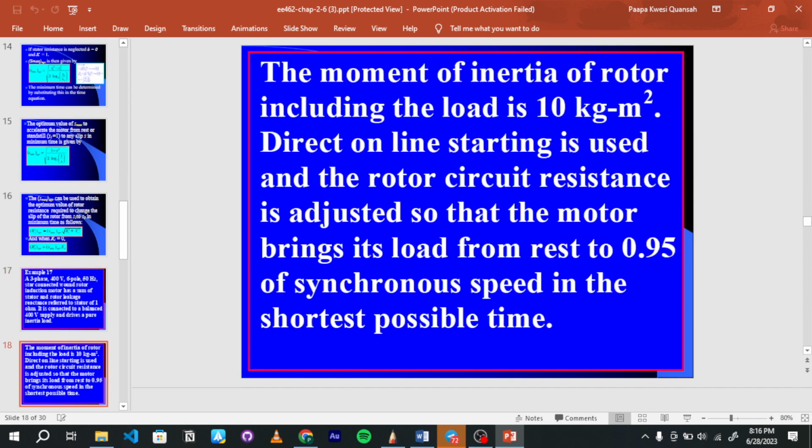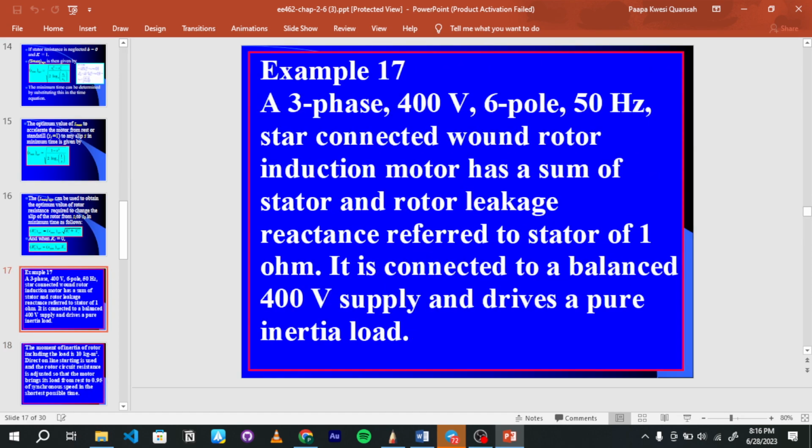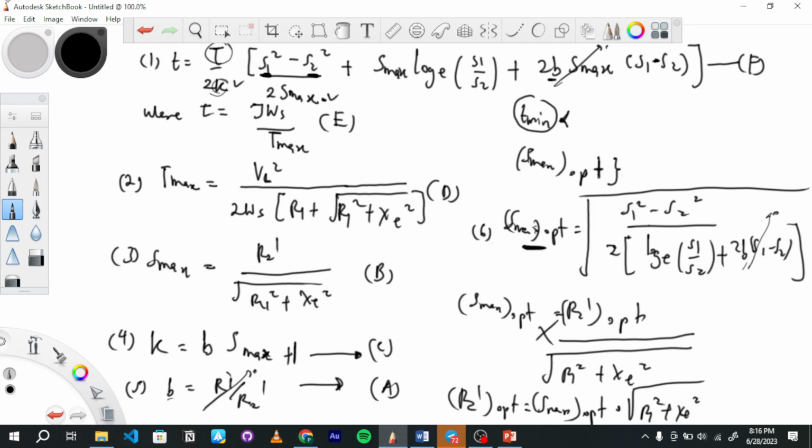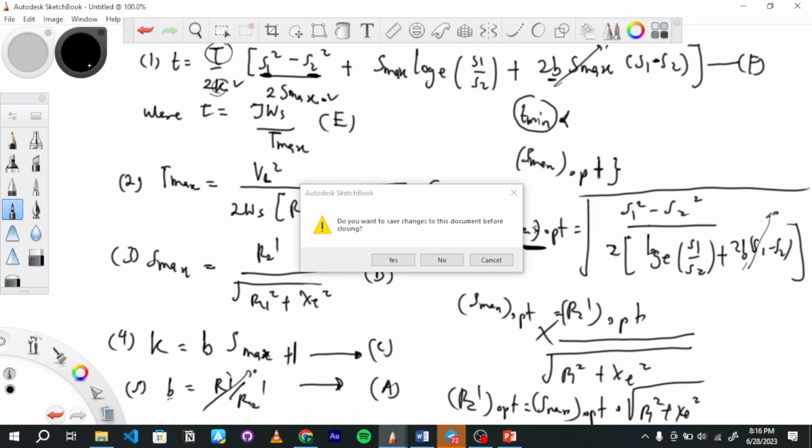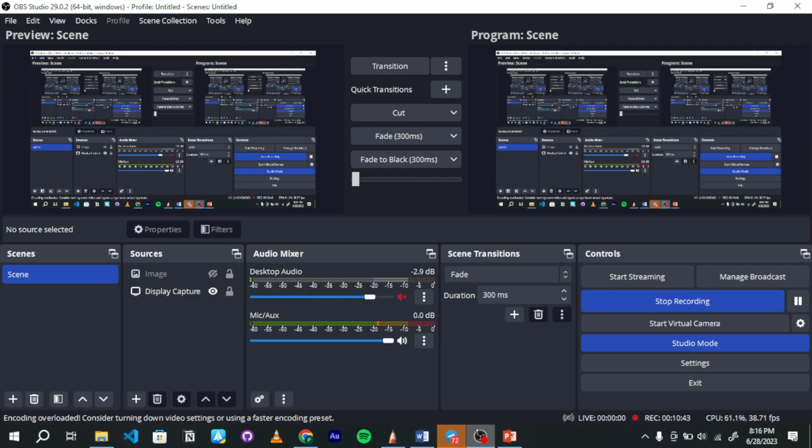A three-phase 400 volt 6-pole 50 hertz star connected wound rotor induction motor has a sum of rotor and stator leakage reactances referred to stator of 1 ohm. So they're giving me XE. That's the XE, the sum of X1 and X2 prime referred. So I've been given my XE to be 1 ohm.